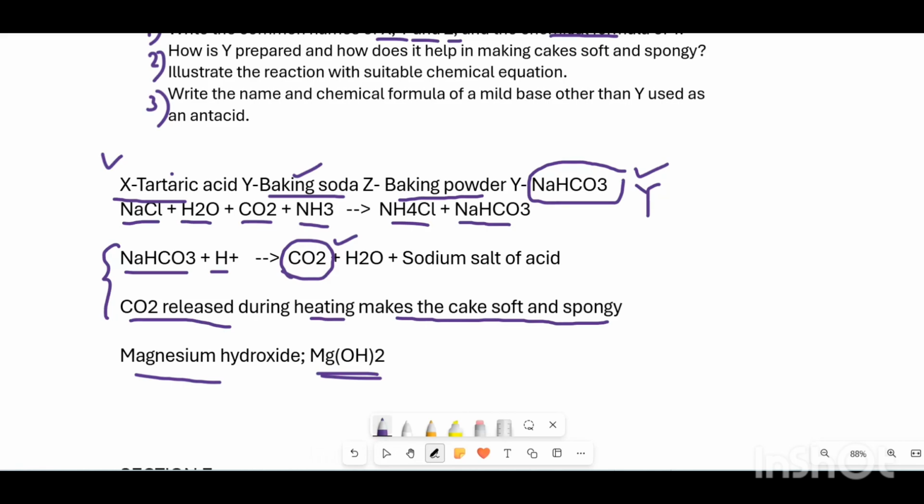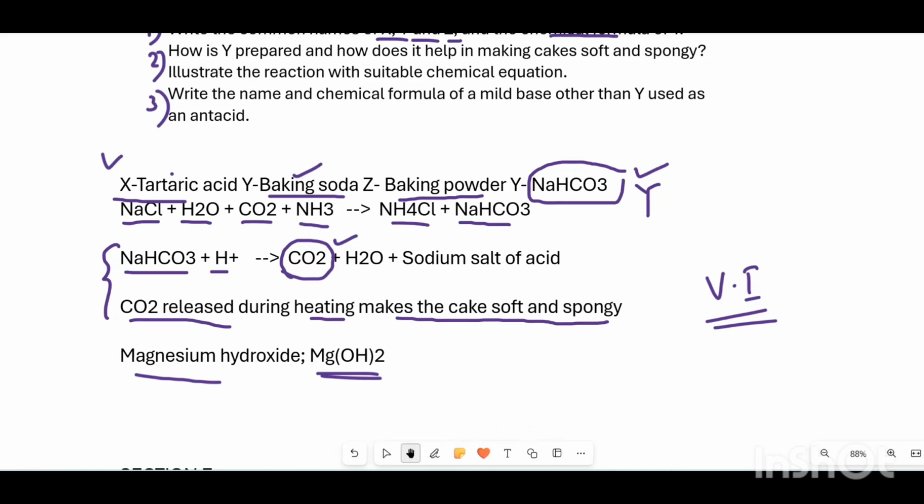Okay, this is a very important portion in chemistry. Sodium bicarbonate preparation and uses, how carbon dioxide helps in making cakes soft and spongy, this reaction, what is the use of an antacid, and which antacid other than sodium bicarbonate we can use. All these questions are repeatedly asked by the NCERT and in question papers many times. So this is a very important portion. You should study very hard.